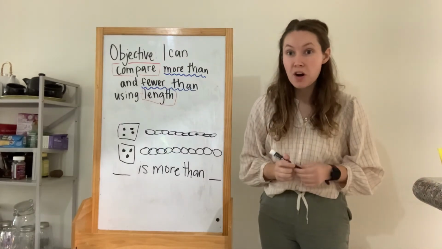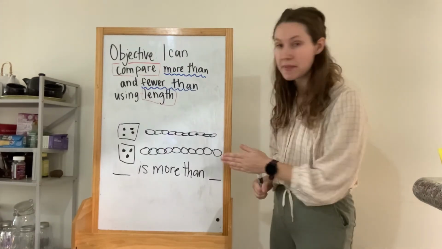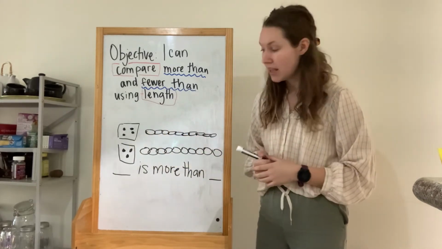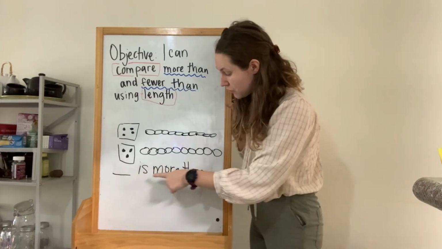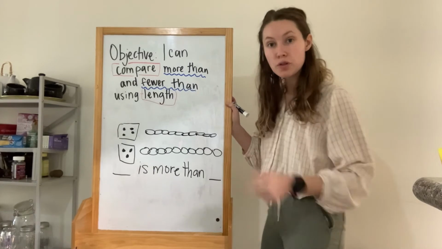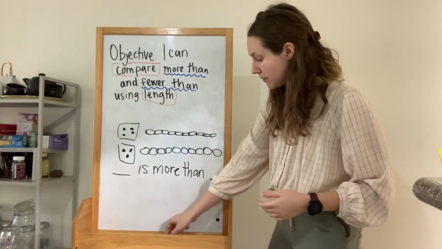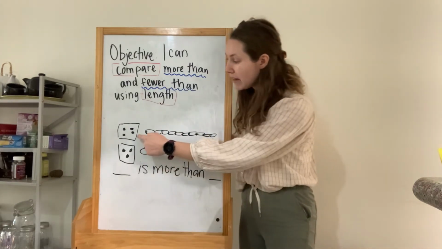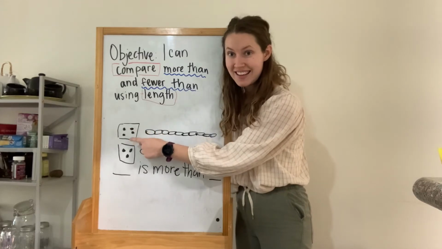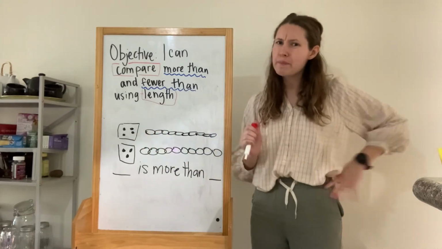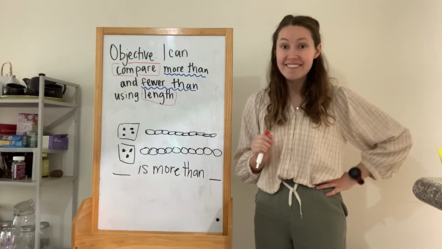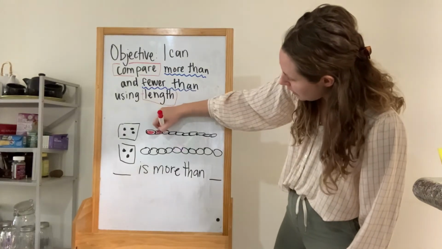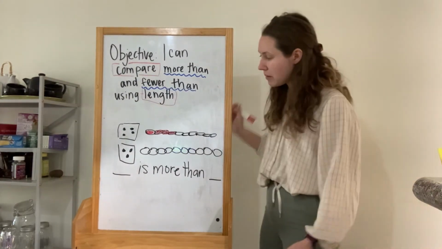Okay, so today for your homework, you're going to see a worksheet and it's going to look something like this. It's going to have 2 dice and it's going to have these little bead bracelets here. And then it has a sentence, blank is more than blank. So your job is going to be to look at the 2 dice and you're actually going to build out some little bead bracelets with that number. So here, my dice is showing me how many? It's showing me 4. So how many beads should I color in? I'm going to color in 4. 1, 2, 3, 4.